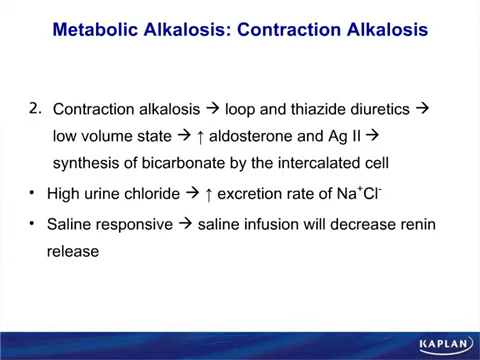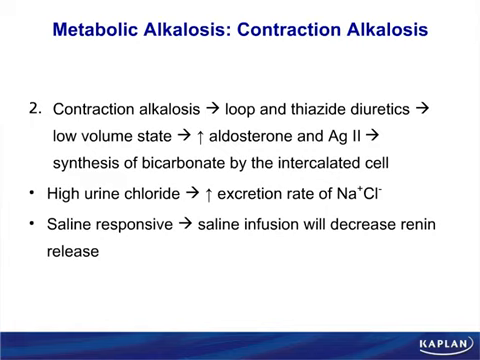Now, a contraction alkalosis is a patient that develops a metabolic alkalosis. This can be seen in patients that are taking loop diuretics or thiazide diuretics. Now, I very commonly see this because we use these diuretics a lot in our patients. Loop diuretics, thiazide diuretics will lead to low volume states because you're diuresing, you're dehydrating the patient. This will stimulate renin release, leading to activation of the RAS system. High aldosterone and angiotensin II will lead to what we call a contraction alkalosis. Increased synthesis of bicarbonate by the intercalated cells.